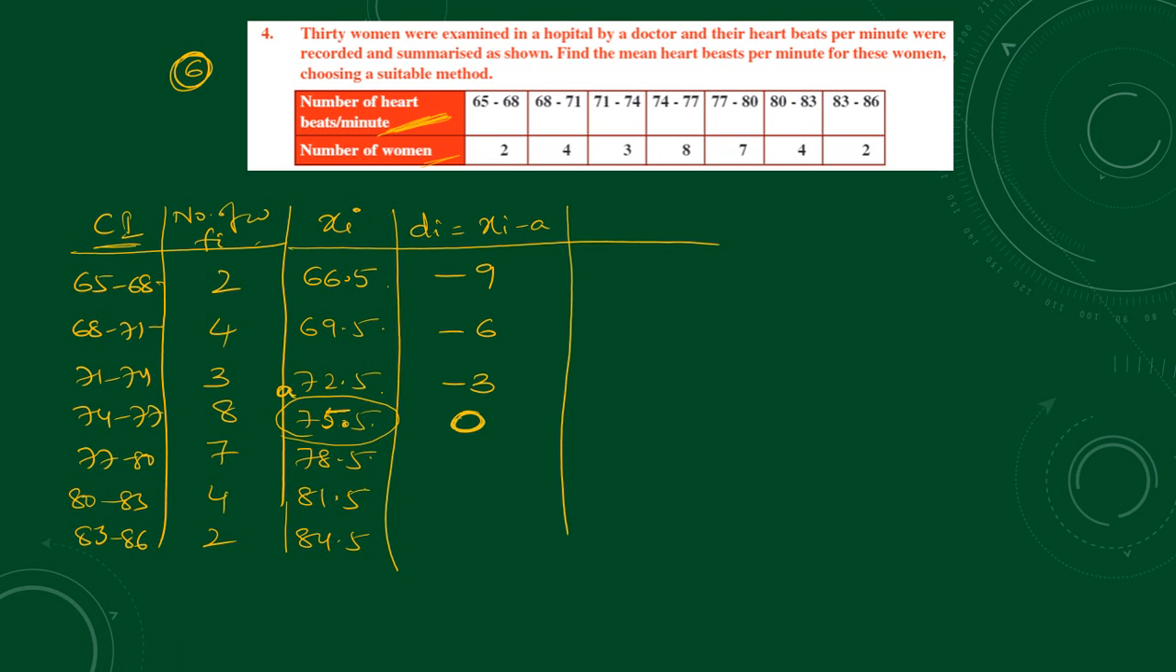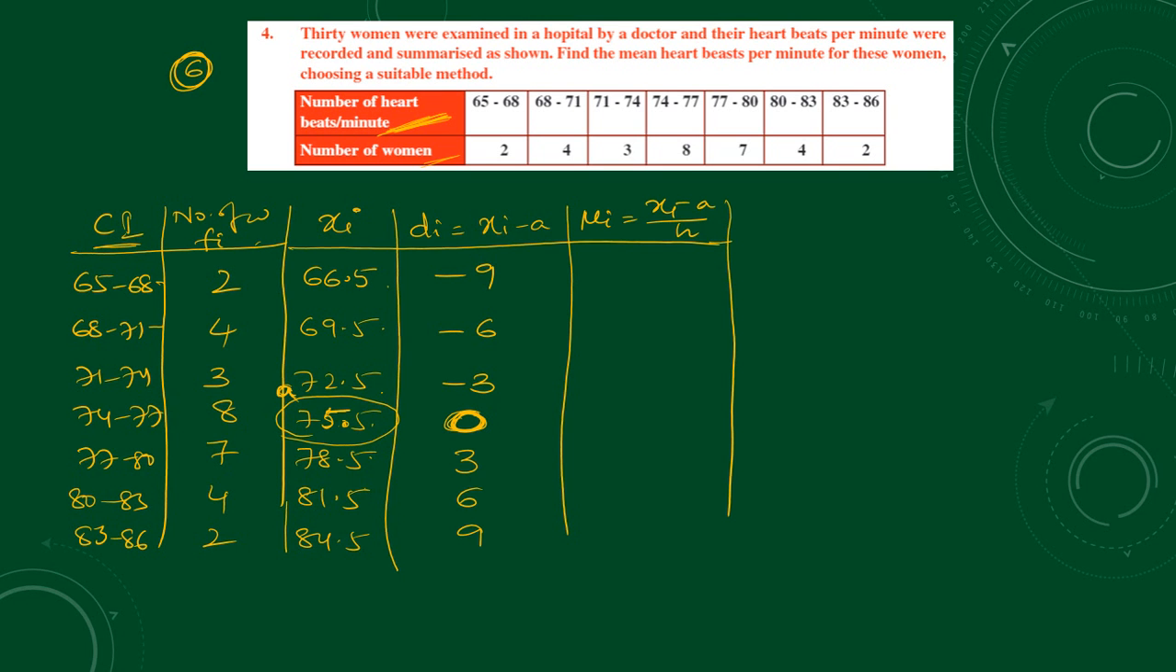From the center, where you consider it as A, this is 0. Above that you are going to get the differences in negatives, and below that you are going to get differences in positives. Okay, differences in negatives and differences in positives. Next step is to find out Ui. So Ui is equal to Xi minus A by H, right? Xi minus A by H.